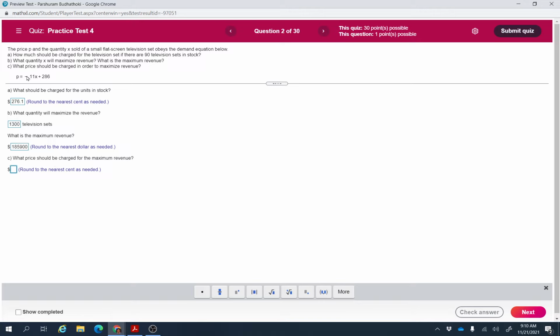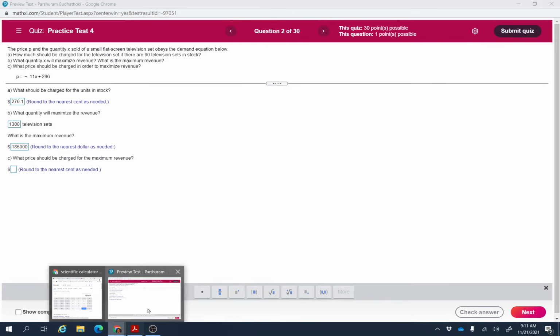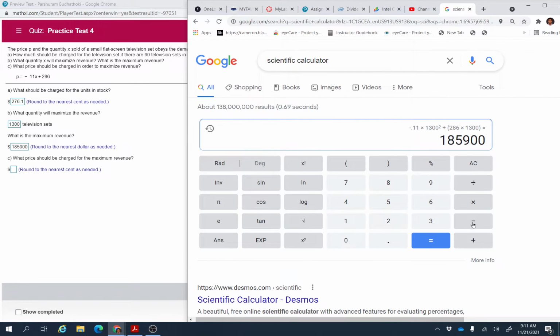So what price should be charged for the maximum revenue? The price can be found by using this formula, which is negative 0.11 times 1300 plus 286. I'm going to use the calculator one more time. Negative 0.11 times 1300 plus 286. The price of the item should be 143.